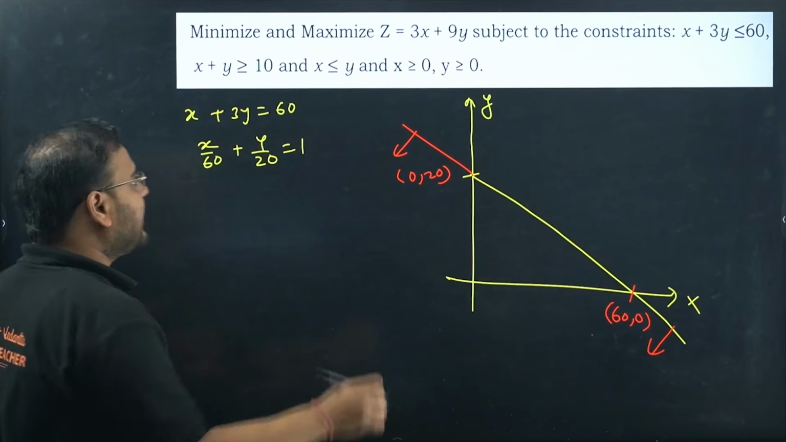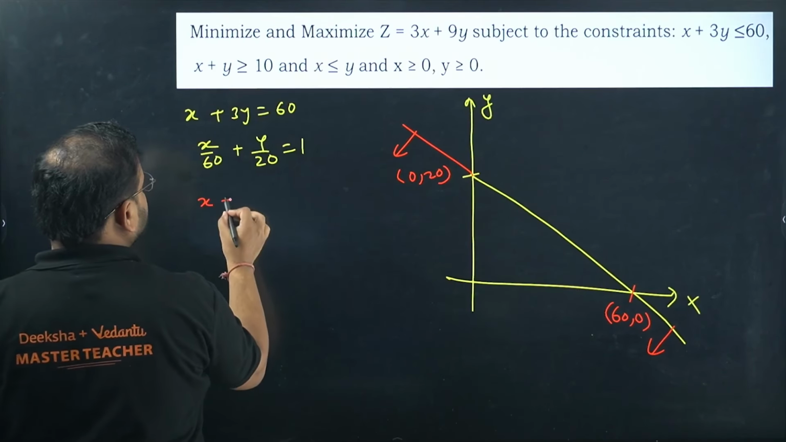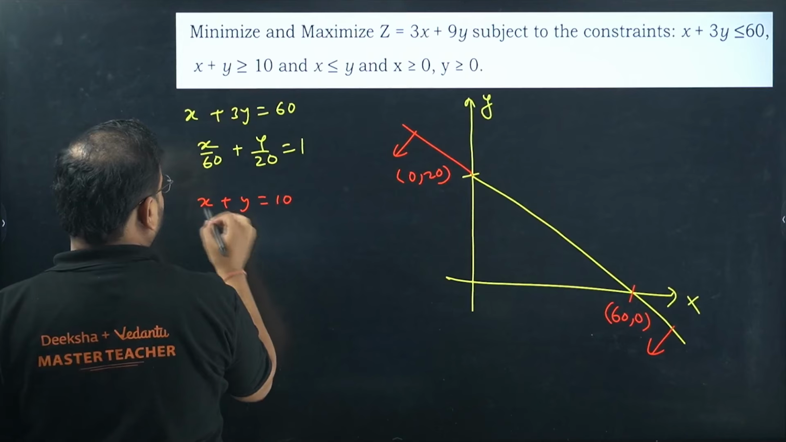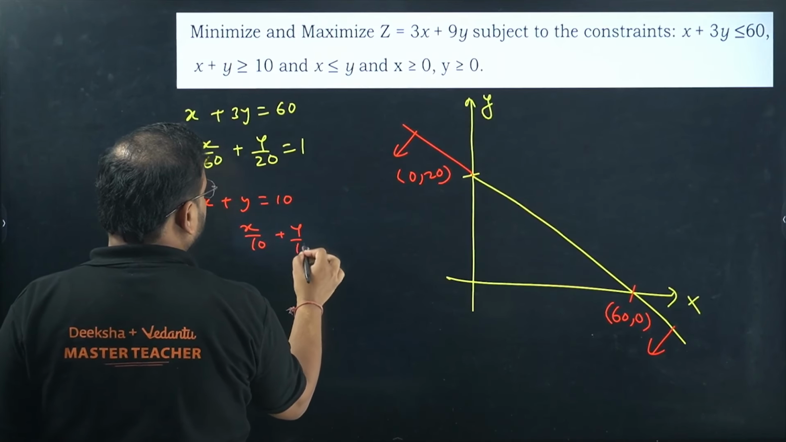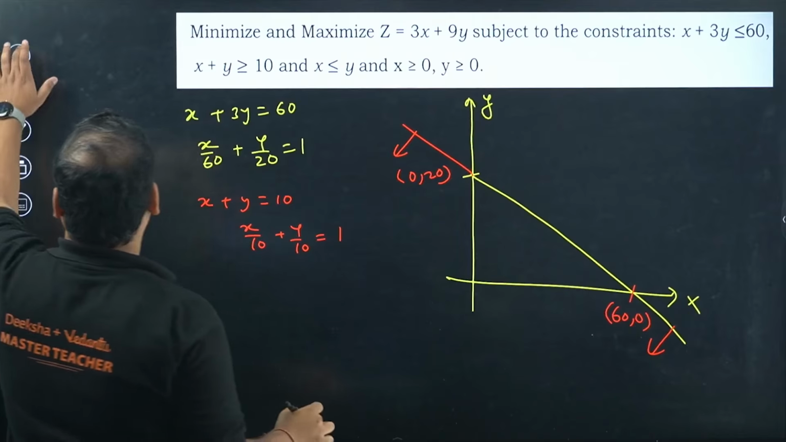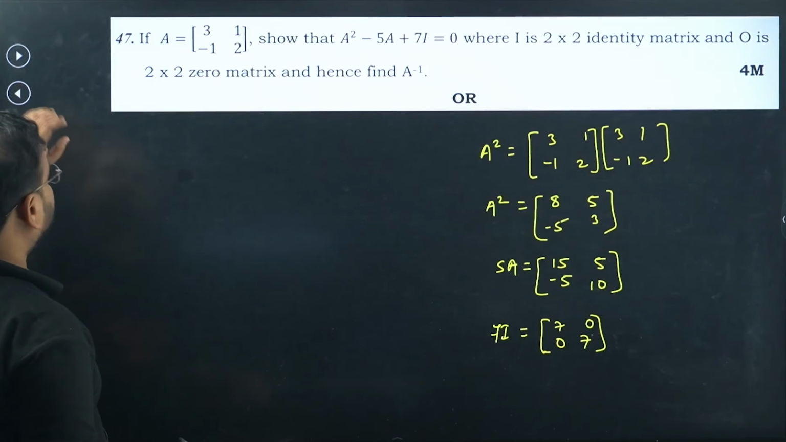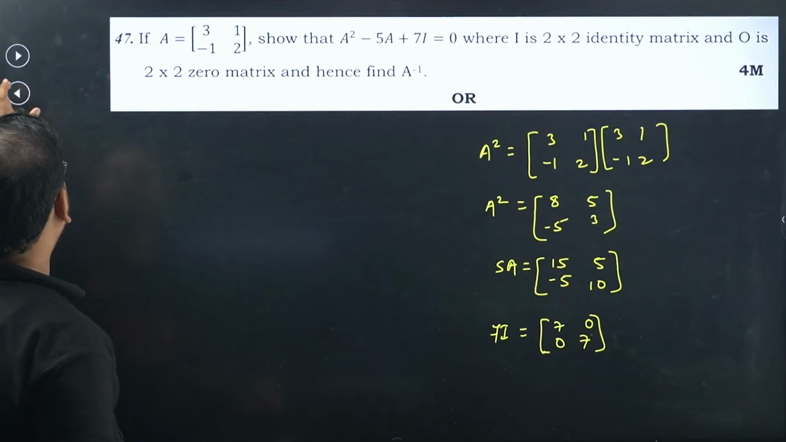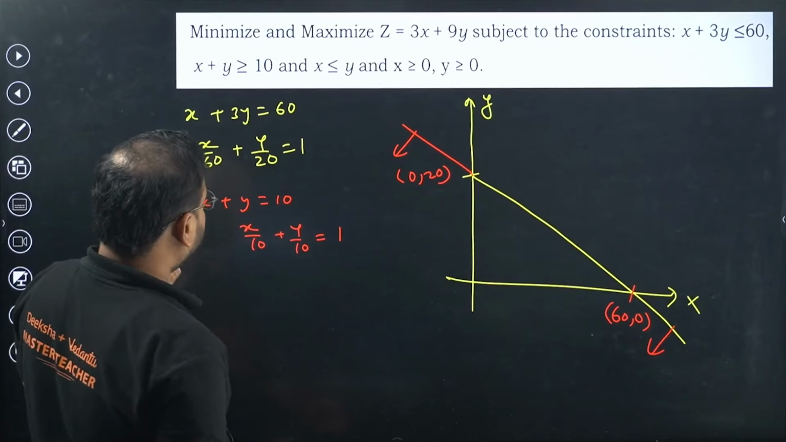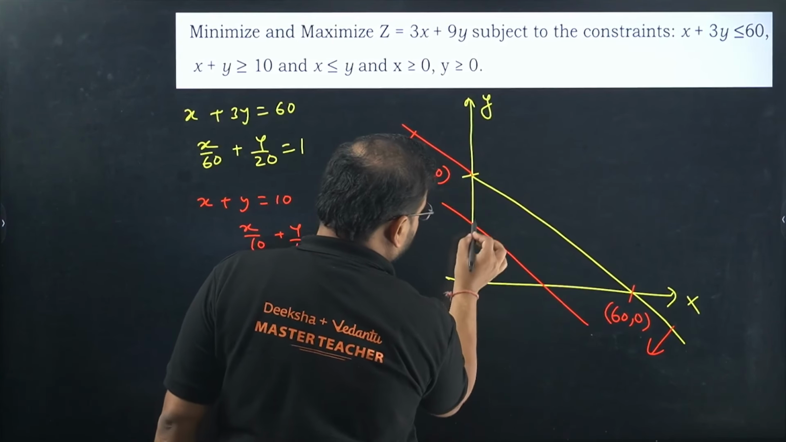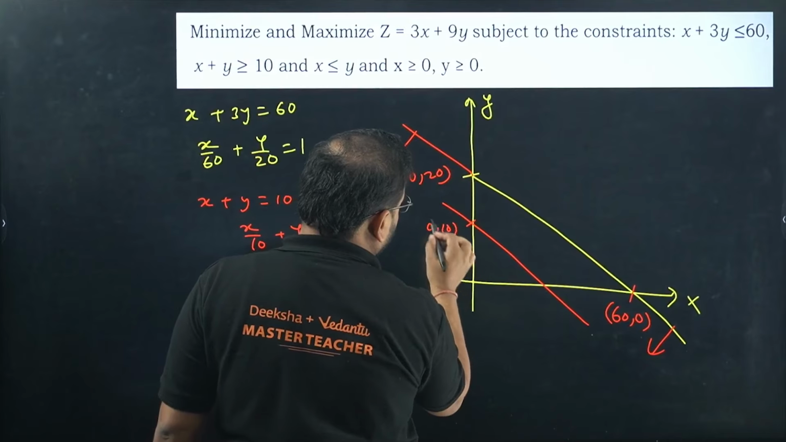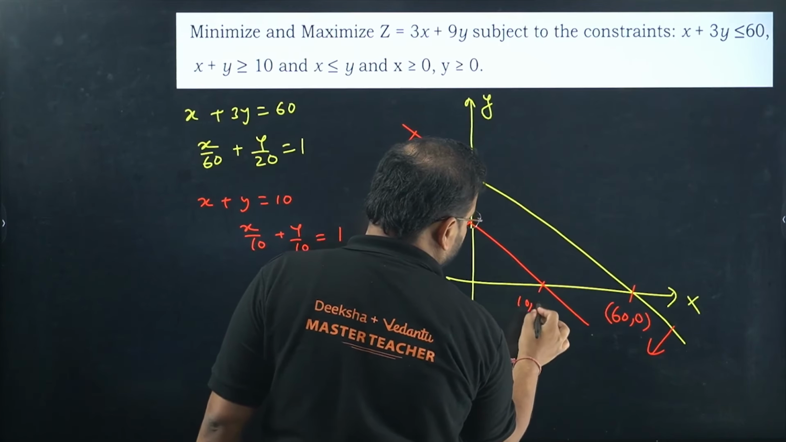Next one is x plus y equal to 10. Again, one more time in intercept form: x by 10 plus y by 10 equals 1. Okay, where was I? Here. This is my line, through 0, 10 and 10, 0.